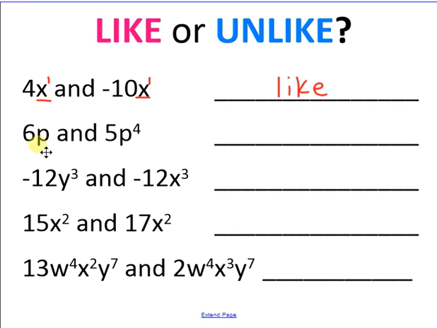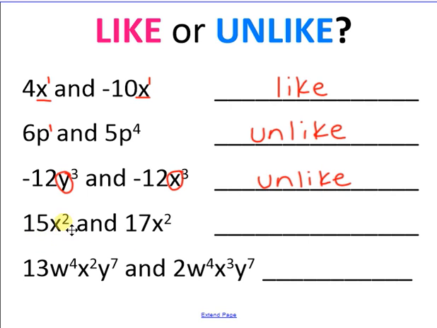Let's check the next one, 6p and 5p to the 4th power. This is p to the 1 power and this is p to the 4th power. They have the same variable, but their exponents are different, and that's not allowed. So these are unlike terms. The next one, negative 12y to the 3rd power and negative 12x to the 3rd power. They have the same exponent, which is good, but their variables are different, which is not good. They need to have the same variable, so these are also unlike terms.